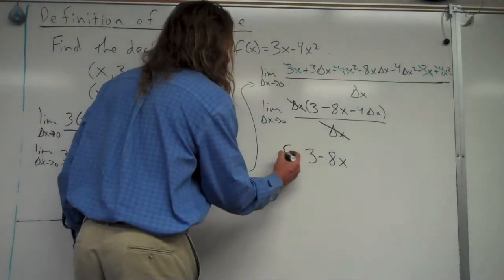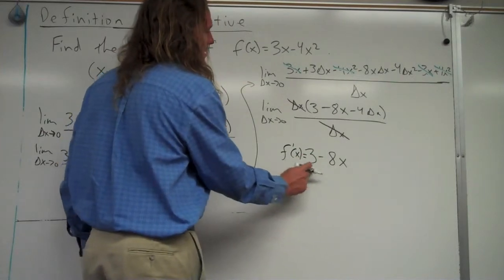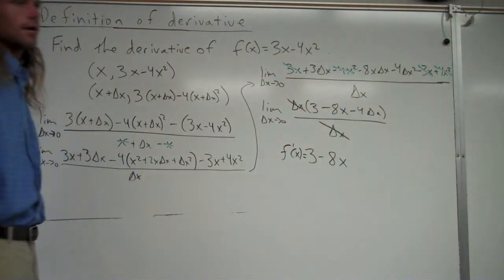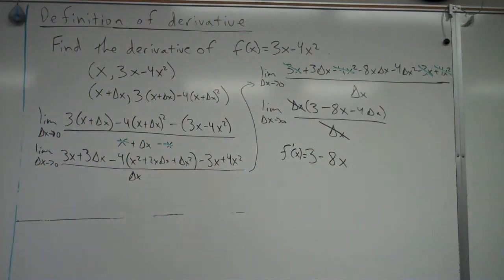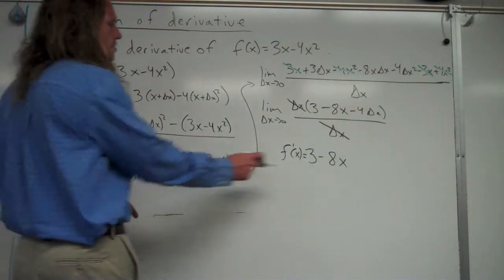Sometimes you'll see it written like this, and you'll get used to this notation. f prime of x equals 3 minus 8x. f prime is just another way of saying the derivative of f. Okay? So I want to make sure we know what that means, that this is the derivative.